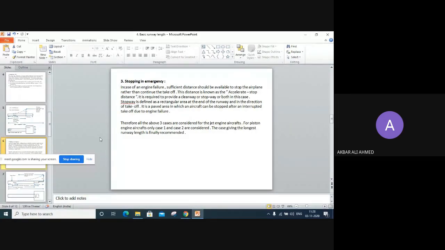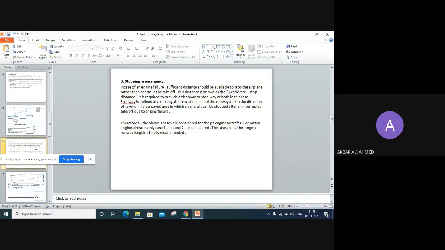We have seen the 3 cases, and out of these 3 cases, we'll see which gives us the highest length of the runway, and we'll take that as the length of the runway. But in case of piston engine aircraft, only case 1 and 2 are considered, and the case giving the longer length of the runway is recommended.